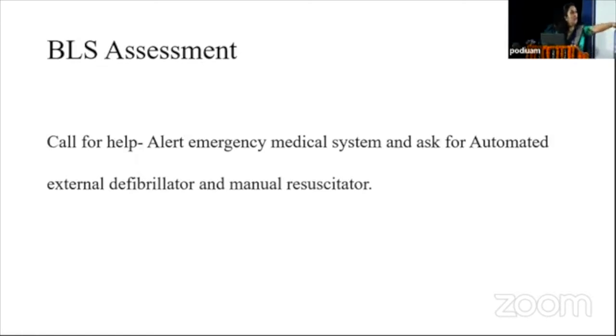So I will just show you the manual resuscitator. This is the automated external defibrillator. You can see this is the automated external defibrillator, and that is the manual resuscitator. In BLS training, you need to be familiar with these 2 equipments.